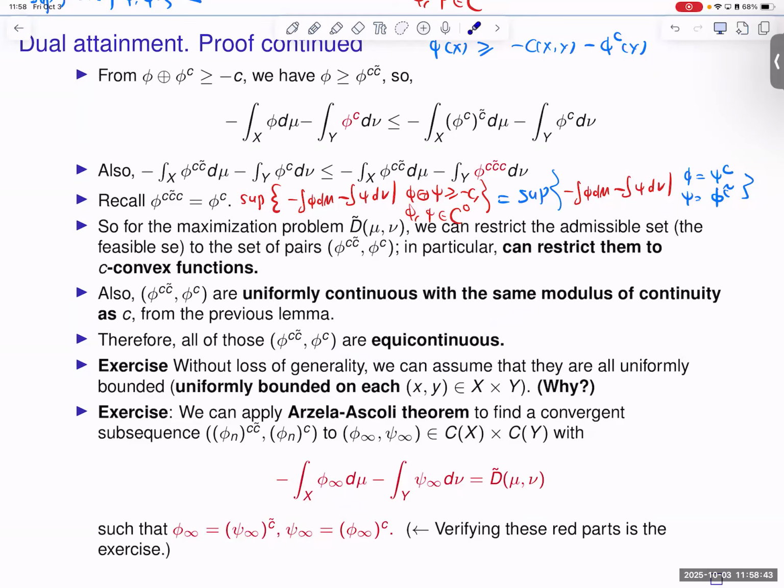Questions so far? So the family of all C-convex functions in this context is equicontinuous, with the modulus of continuity the same as the modulus of continuity of the cost function C. Am I making sense here?